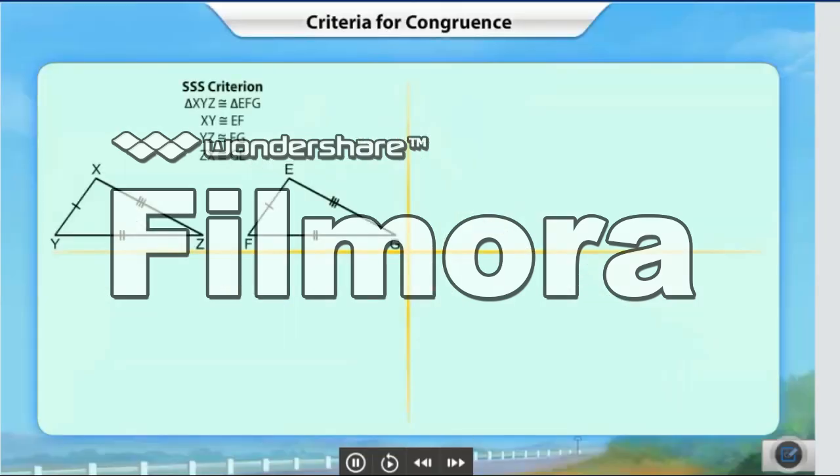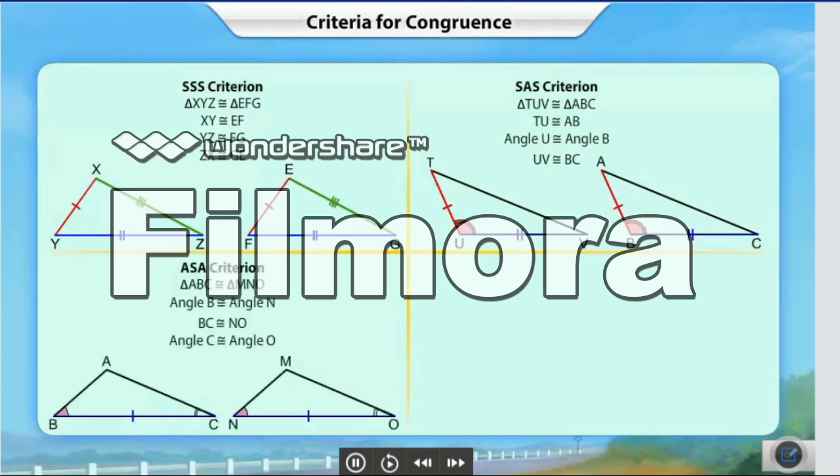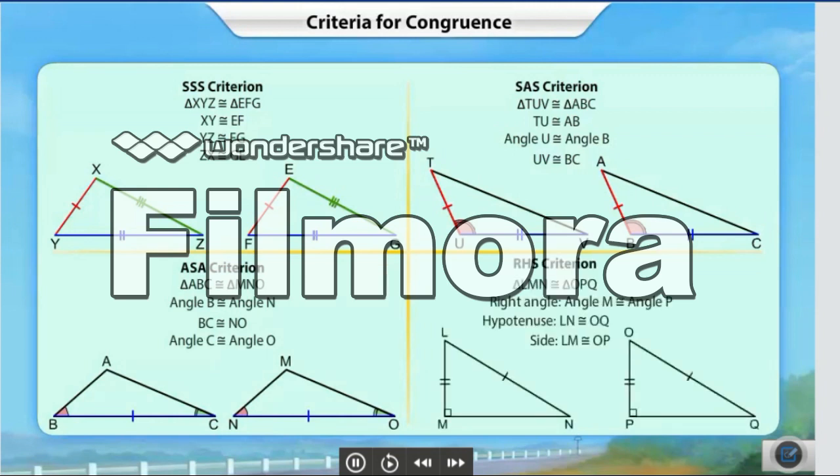So, in order to establish that two triangles are congruent, they must satisfy any one of these criteria. The side-side-side criterion, the side-angle-side criterion, the angle-side-angle criterion. Or in the case of right triangles, the right angle, hypotenuse, and side criterion.